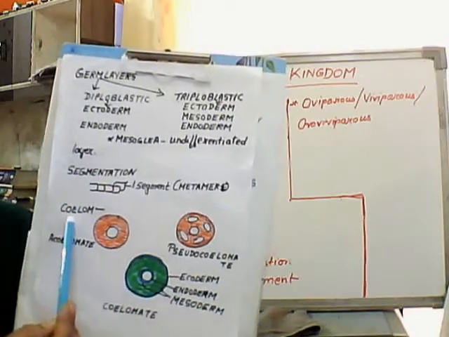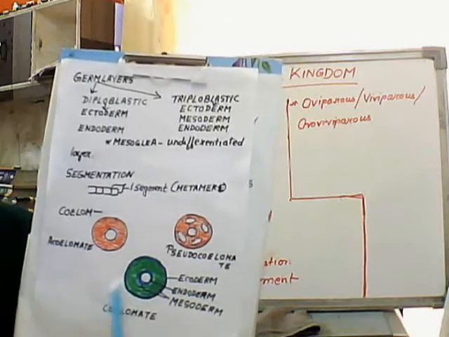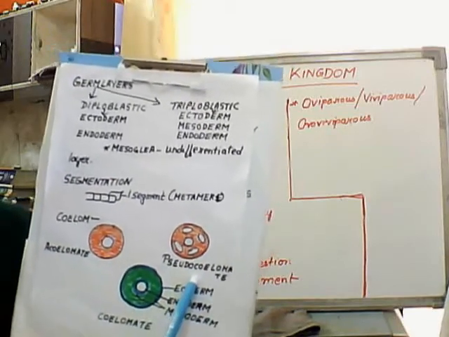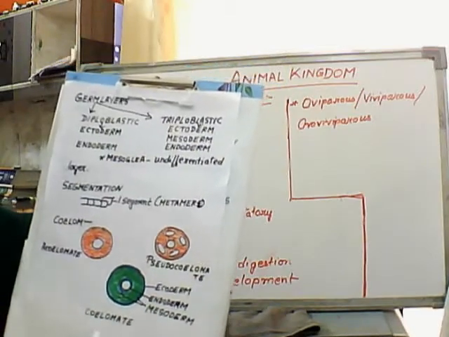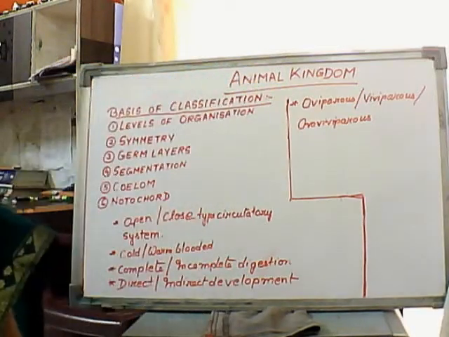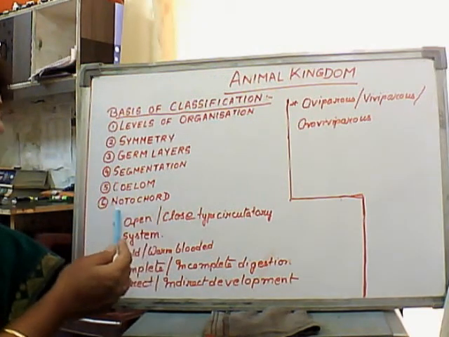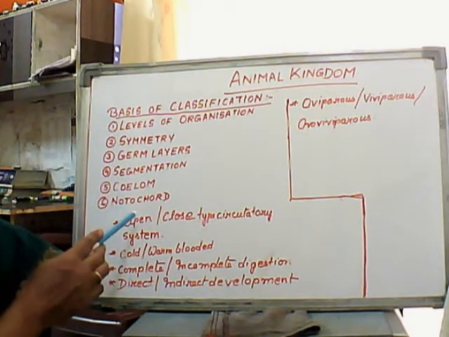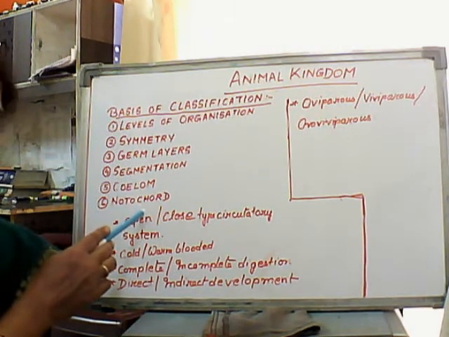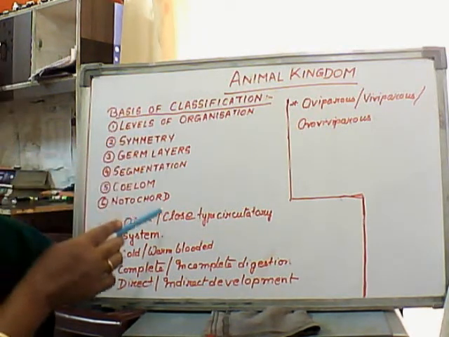So based on the presence of coelom, it is divided into coelomate, acoelomate, and pseudocoelomate. And for coelomate, we can give the example of human beings also. Now beside this, another character we have, that is the notochord. Notochord means a rod-like structure which is present in some of the animals on the dorsal side.